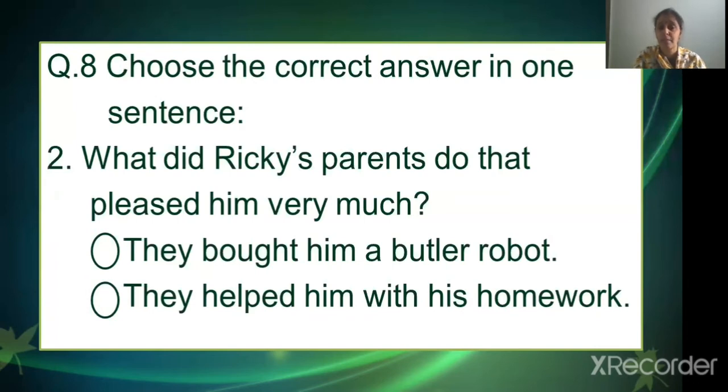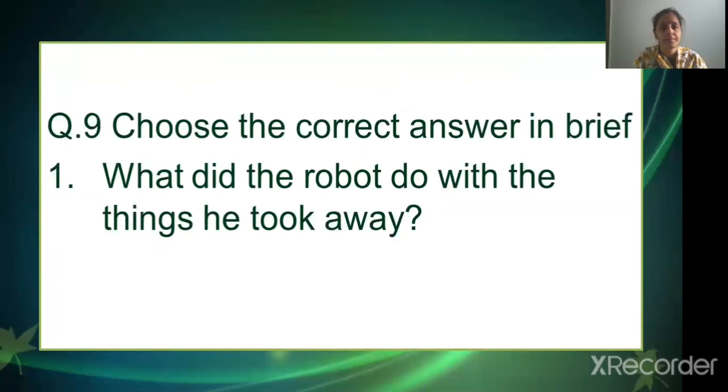What did Ricky's parents do that pleased him very much? They bought him a butler robot or they helped him with his homework. What did they do that made Ricky so happy? Yes, they bought him a butler robot. Yes, children. Now let's go to the next question.